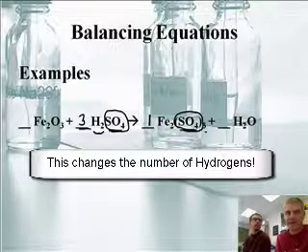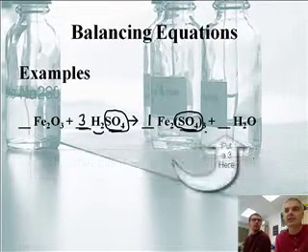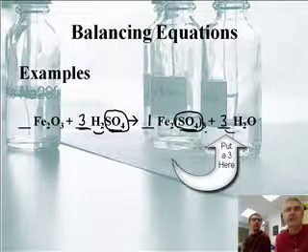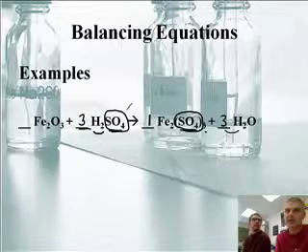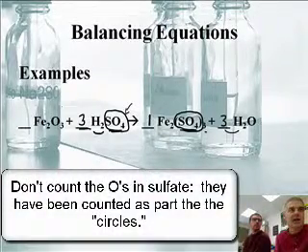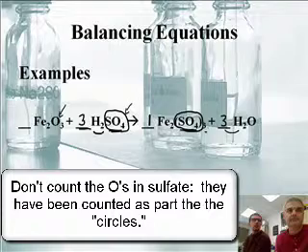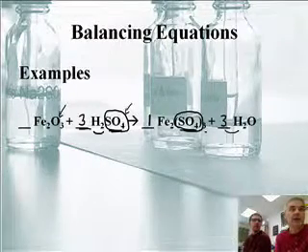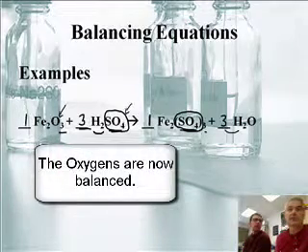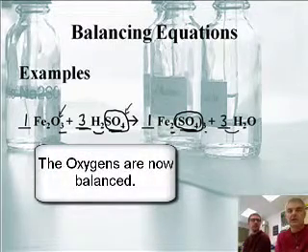How many hydrogens do I have on the left? That's 3 times 2, so 6. So if I fix the 6 by putting a 3 here, I'll get 6 H's. Now let's count our O's. Not the O's in the sulfate, but just the O's, because we've already taken care of the sulfate, the circle. So the free oxygens that are out there, we have 3 on the right and 3 on the left. That's what I want. That's done. And there's 2 irons on the left and 2 irons on the right, so that's done.